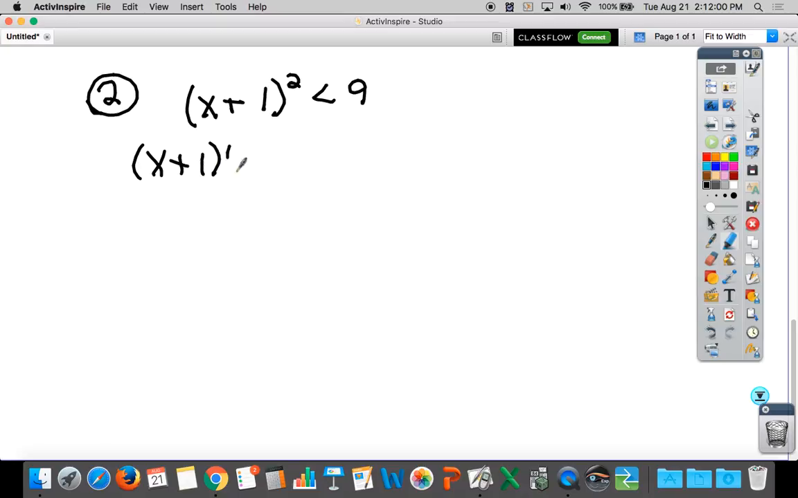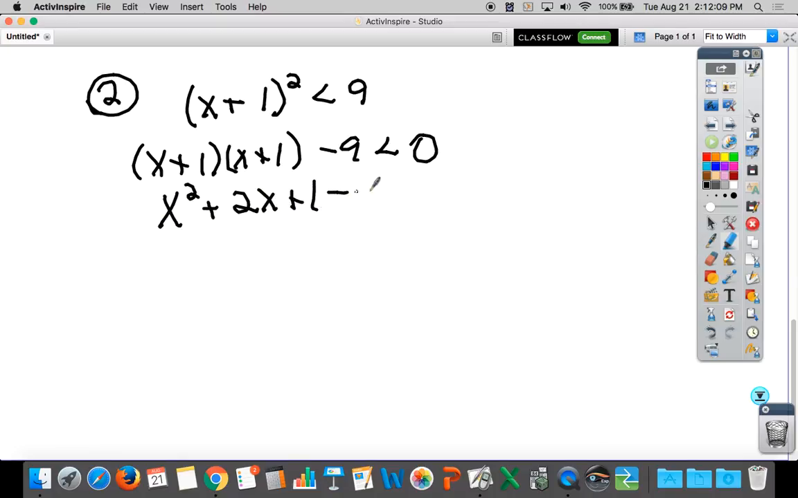So we're going to do x plus 1 squared minus 9. So that's x squared plus 2x plus 1 minus 9. So we have x squared plus 2x minus 8 less than 0. All right, go ahead and do your polysolve on that.